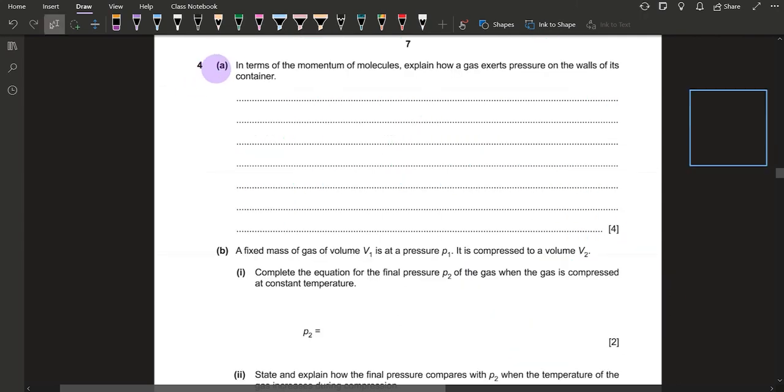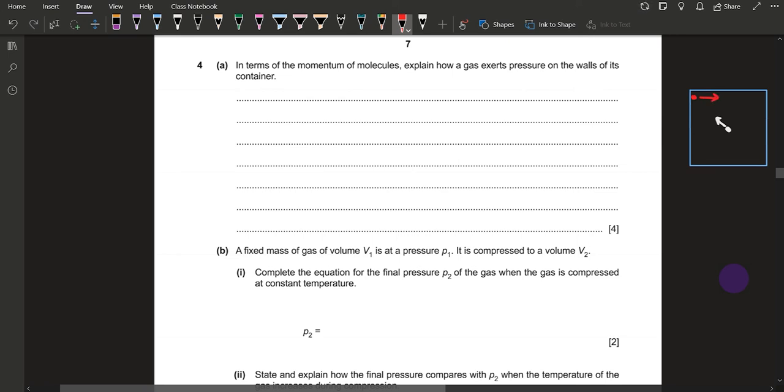Question number 4. Part A says, in terms of momentum of molecules, explain how a gas exerts pressure on the wall of its container. And this is for 4 marks, so we just have to explain what happens. So first we have a molecule, we can visualize that here. Imagine we have this molecule here, and it goes and strikes the container. And what happens is that it changes its direction.